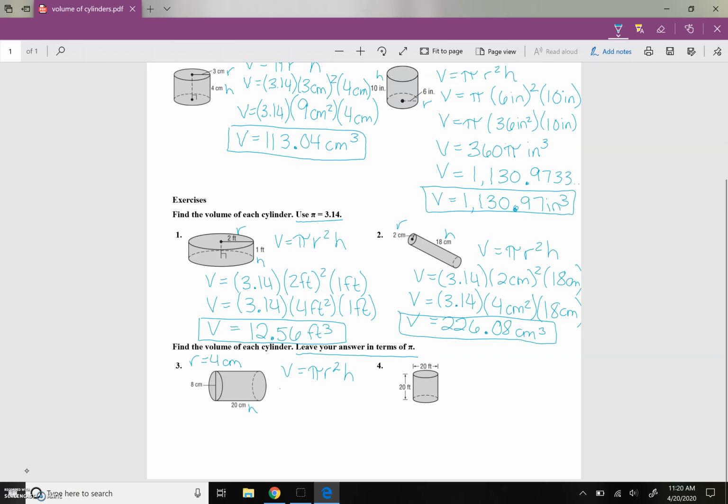So we're going to plug that into our equation. We're going to leave the pi, just like our directions tell us to. Our radius, like we just found out, is 4 centimeters. And our height is 20 centimeters. So we're going to do our exponent first. 4 squared is going to be 16 centimeters. And we're going to bring down the 20.